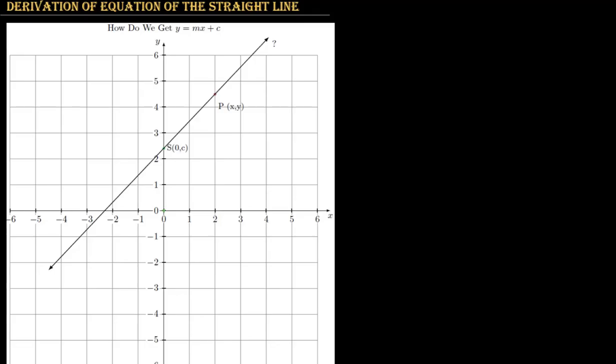So in this lesson, we will be deriving the equation of a straight line. Deriving the equation of a straight line, y is equal to mx plus c, is very easy. It's not a difficult job. You just use the concept of slope and you derive the equation. So here is our line, and this line has a point P which can be anywhere on the line.